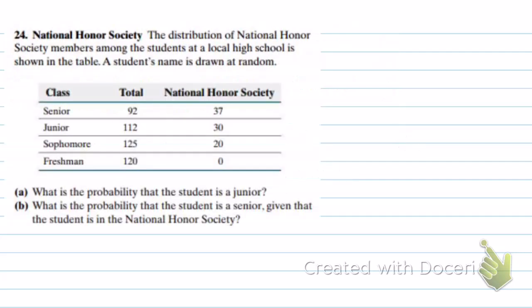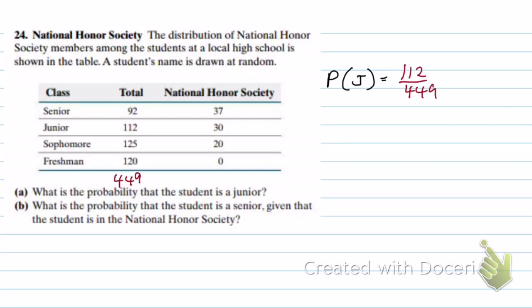All right, let's look at another one here. NHS. We're going to draw one student's name at random. What's the probability that we got a junior? What didn't they do for us here? Totals. Yep. Let's total them up and see what we get. So junior, I've got 112 out of 449. Again, just using the table. There's our answer. Possibly reducible, maybe not. But there's our answer.